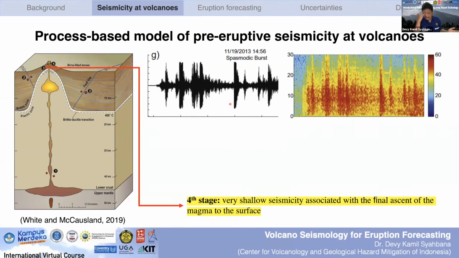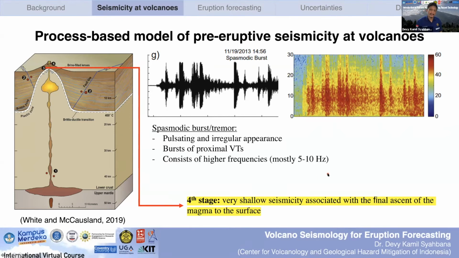But the difference is that these spasmodic events have higher frequency content, so mostly 5 to 10 hertz. So you see that it has a pulsating and irregular appearance. It's very different from the harmonic tremor.